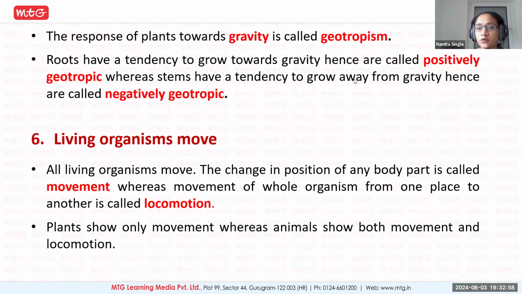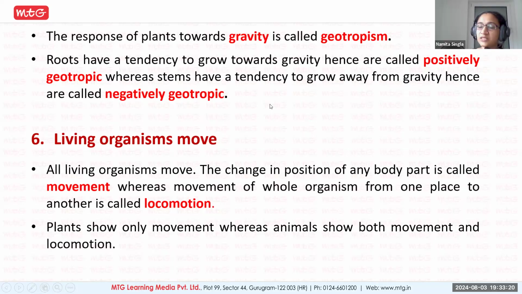After that, we have geotropism. Geo means earth, or we can say gravity. So the plant roots always grow towards the soil, and the shoot of the plant comes up from the soil and grows away from the soil. So we say that the roots are positively geotropic and the shoots or the stems are negatively geotropic.